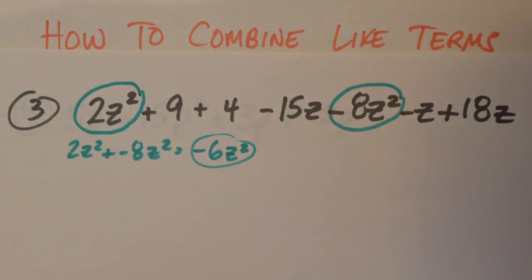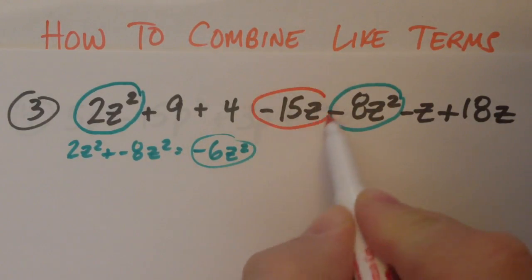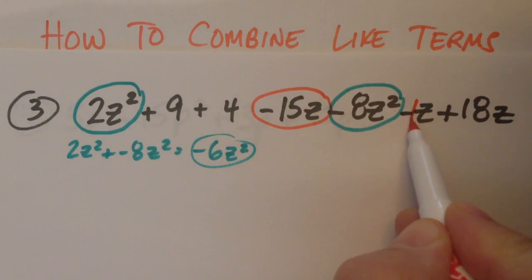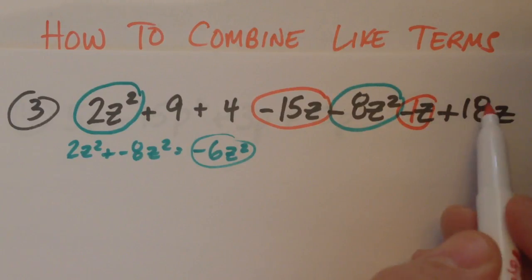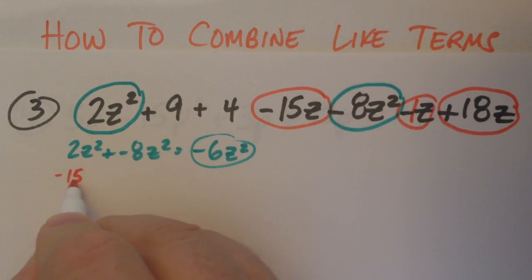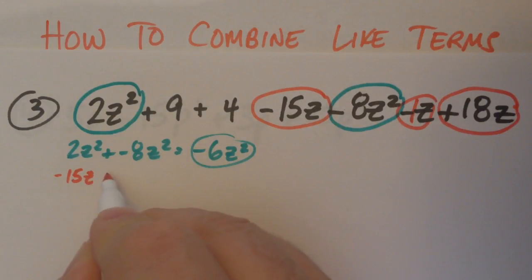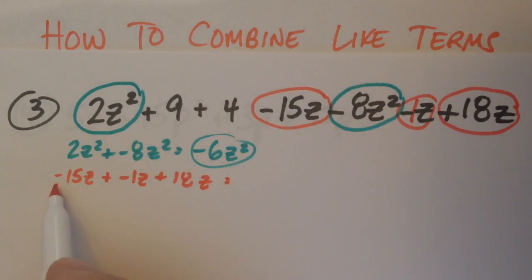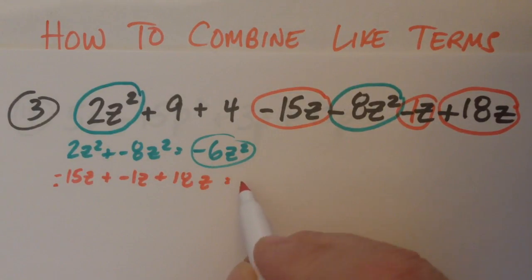Now I'm going to find the z terms. I have negative 15z. And see this negative z right here? Make sure you know that that's negative 1z. And I have plus 18z. So for the z terms, I have negative 15z plus negative 1z plus 18z. So negative 15 plus negative 1 is negative 16. Plus positive 18 is 2z.